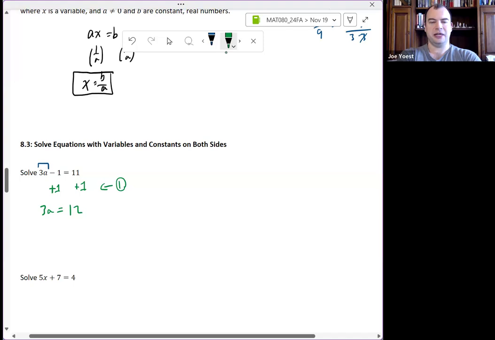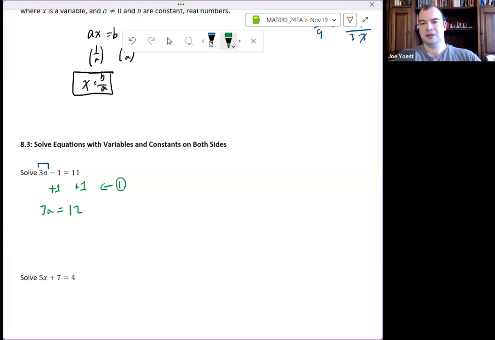Is there anything I can simplify? Well, no, this is pretty simple, right? The left-hand side expression 3a, nothing I can simplify there. Same with the right-hand side expression 12. Okay, now I'll do a second equation solving step. I have number times variable equals number. My coefficient of my variable is 3. I multiply both sides by the multiplicative inverse of the coefficient, 1/3.